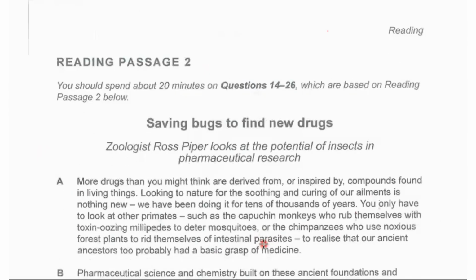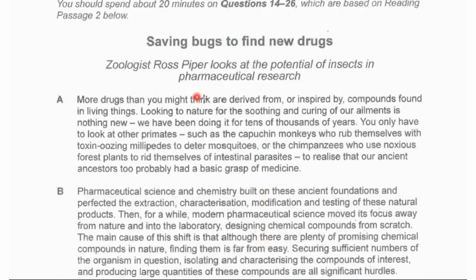Okay, so let's go to the passage, paragraph A. More drugs than you might think are. I'm going to read very fast because it is matching information. And as I'm reading, my mind is going to be taking me back to those keywords I've identified. You understand? This is something that you develop with practice. Studying keywords and registering them in your mind is something that you develop with practice. That's why I tell people to practice a lot.